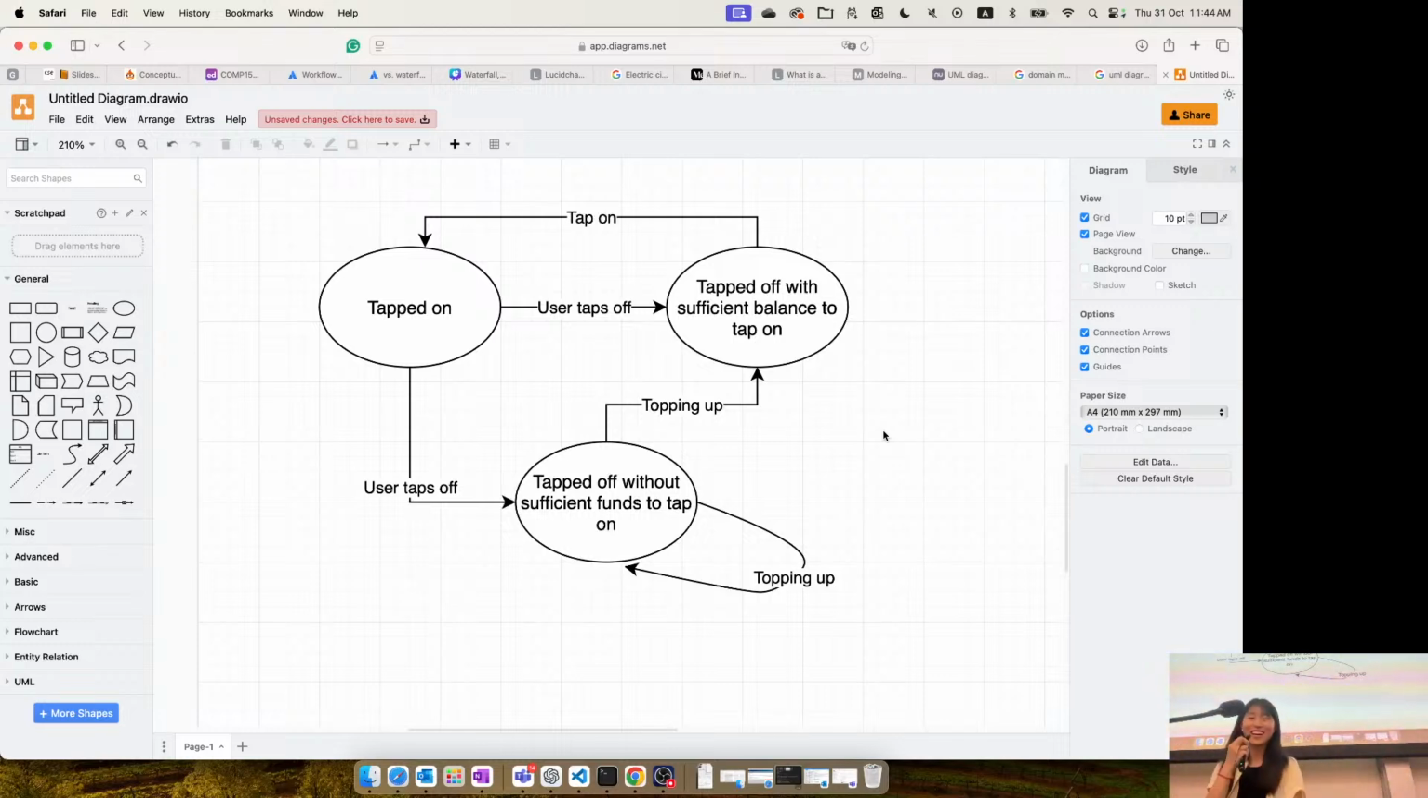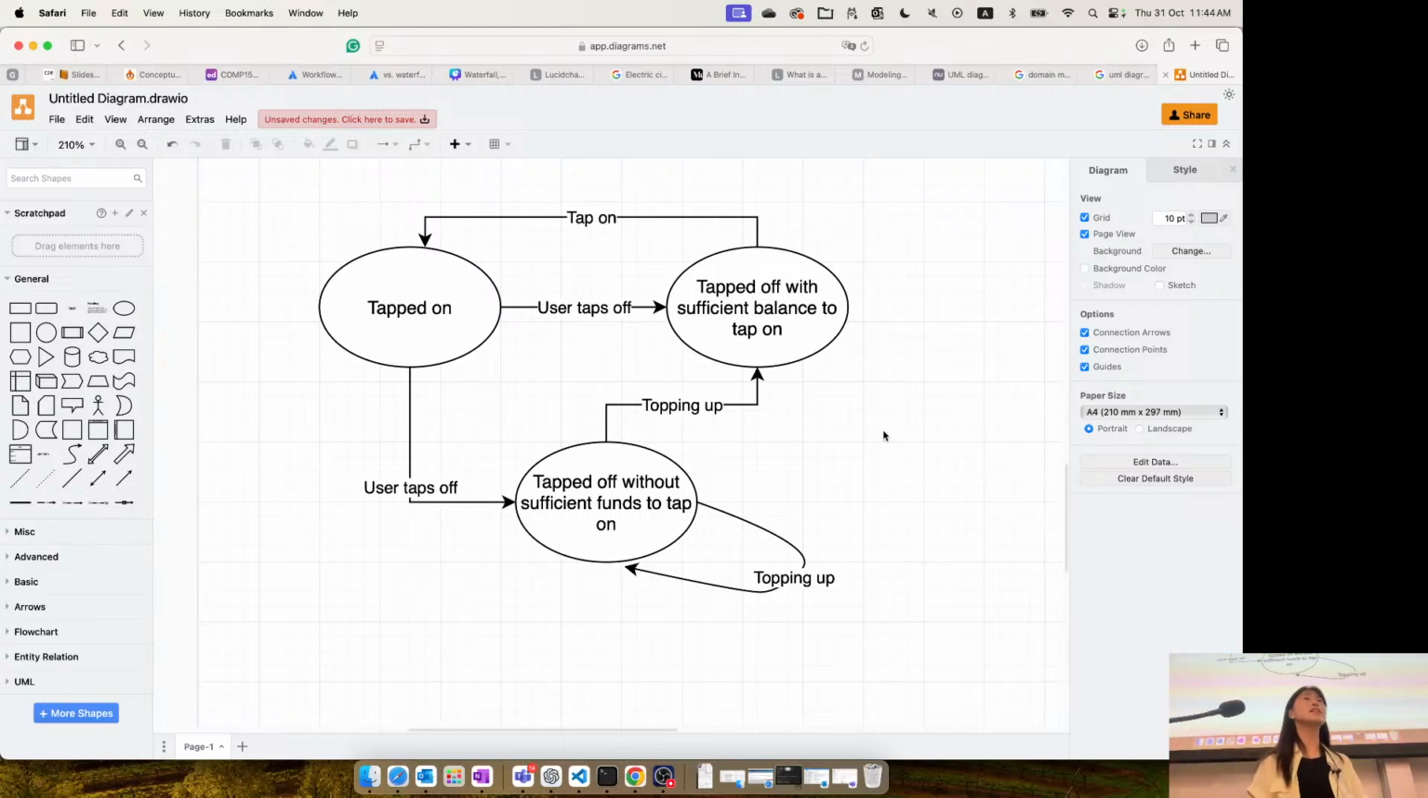Perfect. Great. So you can see that their focus is very specific on tap on, tap off, and the state of tap on and tap off. There are also other states mentioned by the audience, such as the balance after tapping off. This is also another state, and also at different peak hours, the charge can be different.